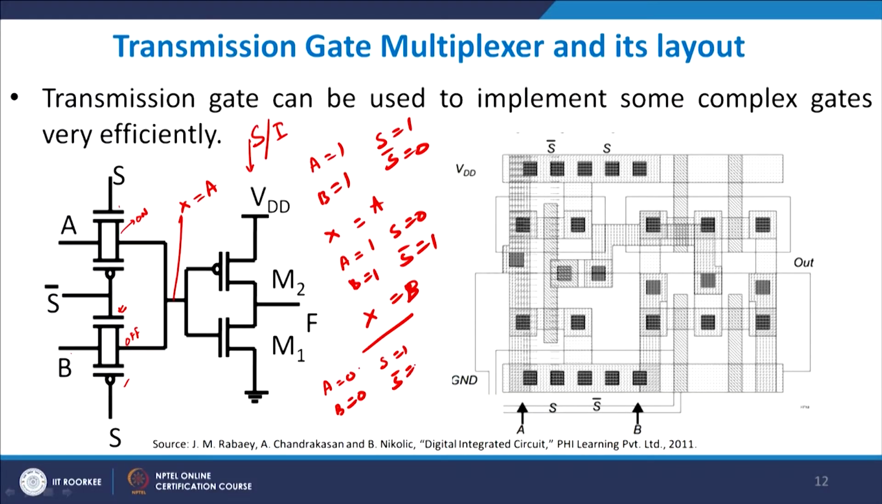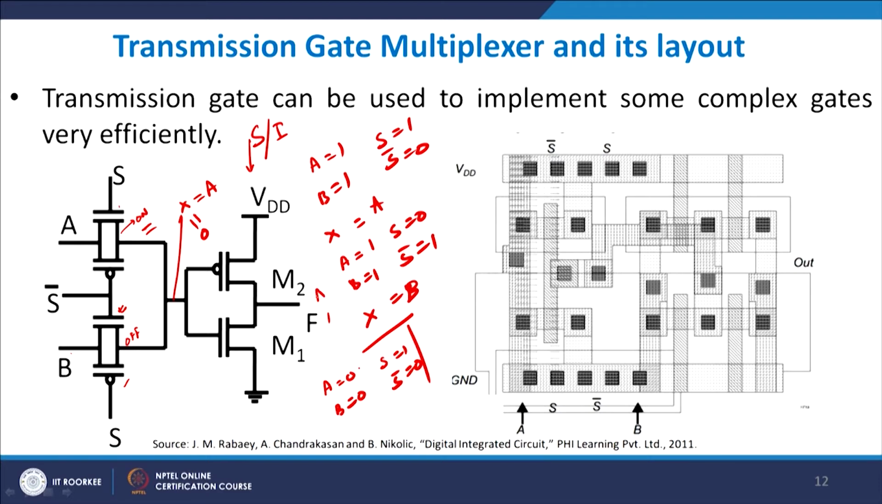Similarly, if A equals 0, B equals 0, let us suppose, and S equals 1 and S bar equals 0, in that case what will happen? If S equals 1 and S bar equals 0, this condition will be there, and A and B are both equal to 0, which implies that this will be switched on, and therefore X will be equal to 0, right? And therefore I can get all sorts of logic principles here. Now 0 will obviously be made equal to 1.